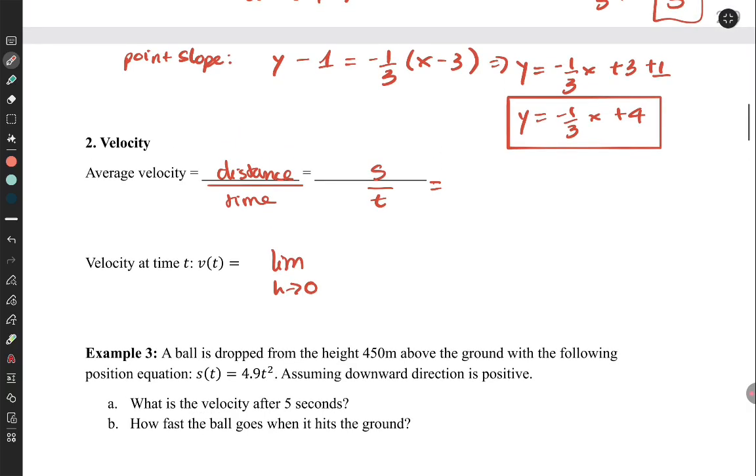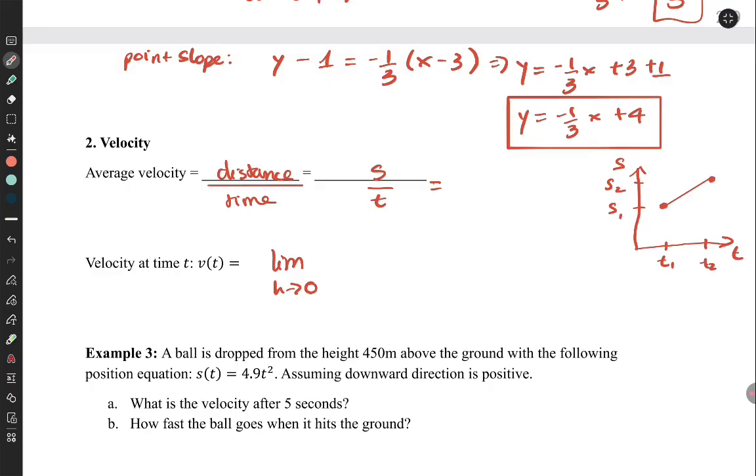Distance. Let me draw a small diagram. If I have a distance function, it's like this. Actually from here to here is easier. This is S, this is T. So this is T1, T2, and S1, S2. And from here, I move to here.